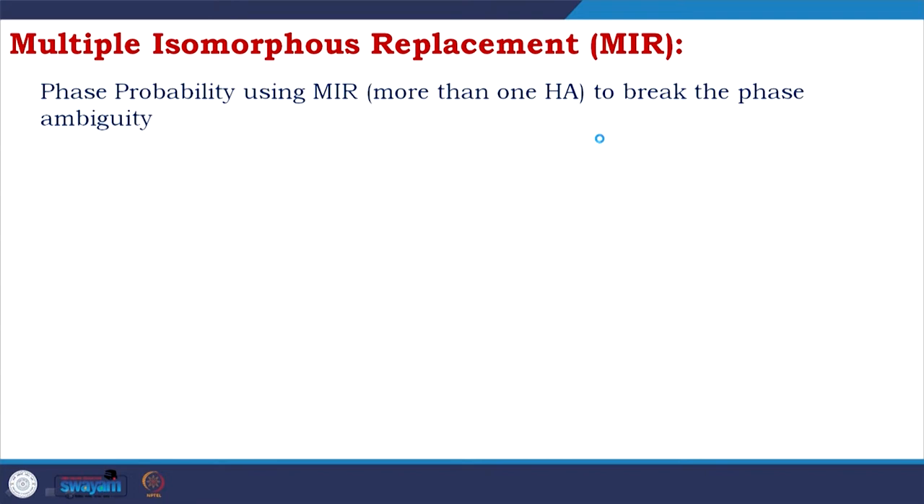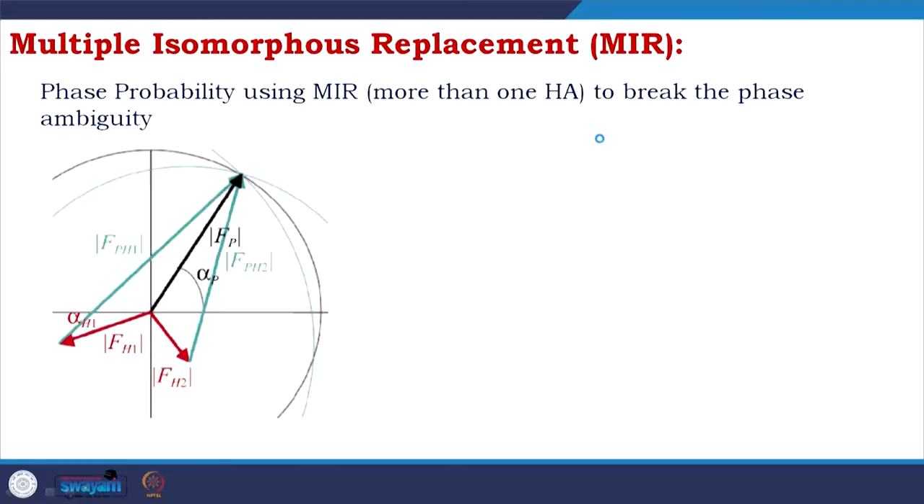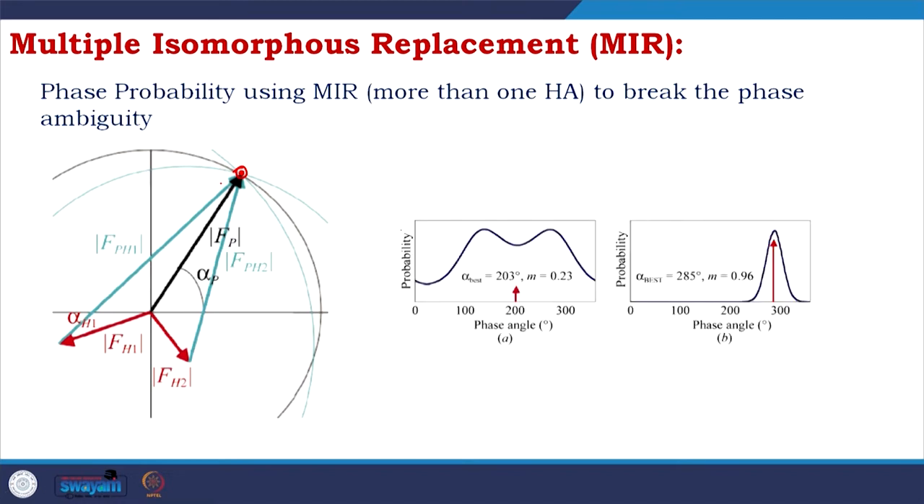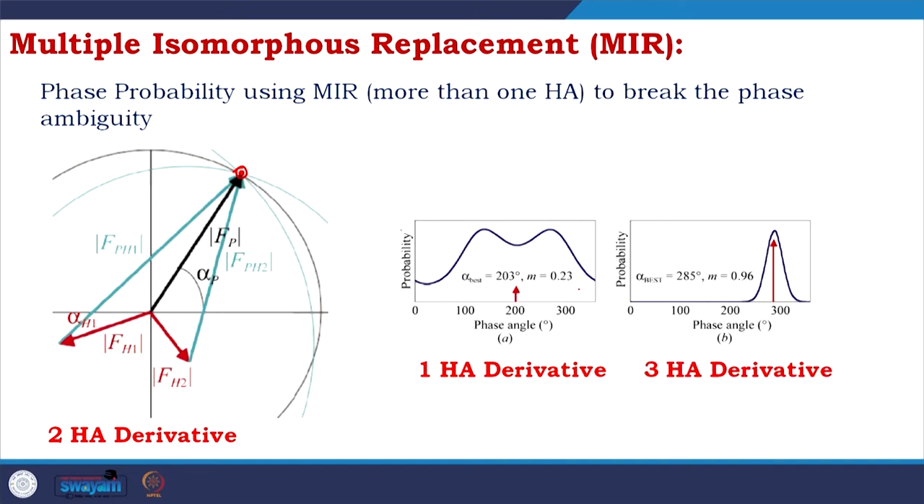What we are doing in SIR, we are using one heavy atom derivative. Here, we are actually using more than one heavy atom to break the phase ambiguity. So, if you see, when instead of one, you use two, you only cut in one. So, there is no ambiguity. If we compare, this is a two heavy atom derivative. This is a one heavy atom derivative, we talked about that, you get the confused two peak, and the three heavy atom derivative, you get a very sharp peak. So, the problem of phase ambiguity is solved.